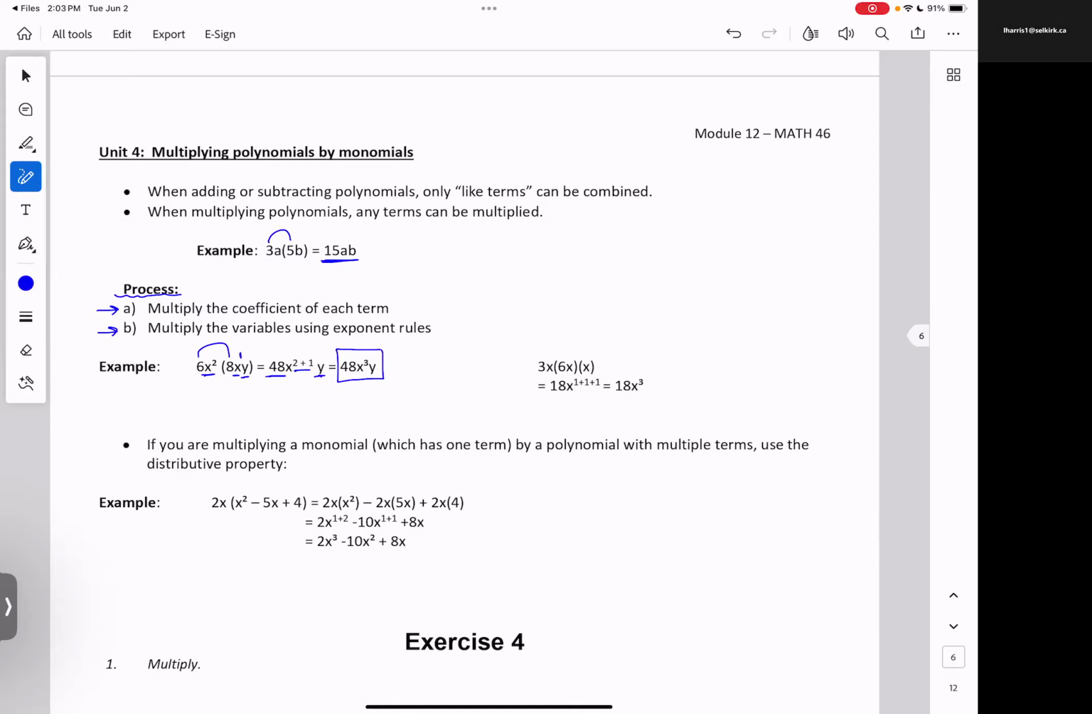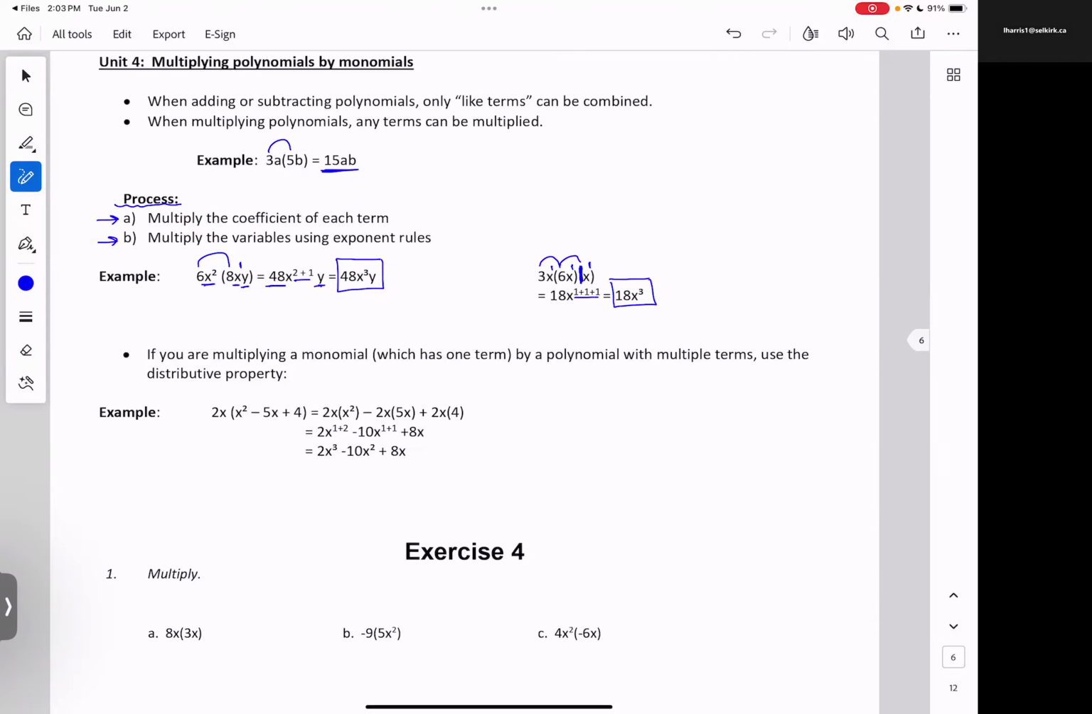And one more example for you over here. So we're multiplying 3x by 6x by x. Remember, a single x is like a 1x. So we're going to multiply our coefficients together first to get 18. And then we've got x to the power of 1 times x to the power of 1 times x to the power of 1. So when we add those exponents together, we get 18 times x to the power of 3.